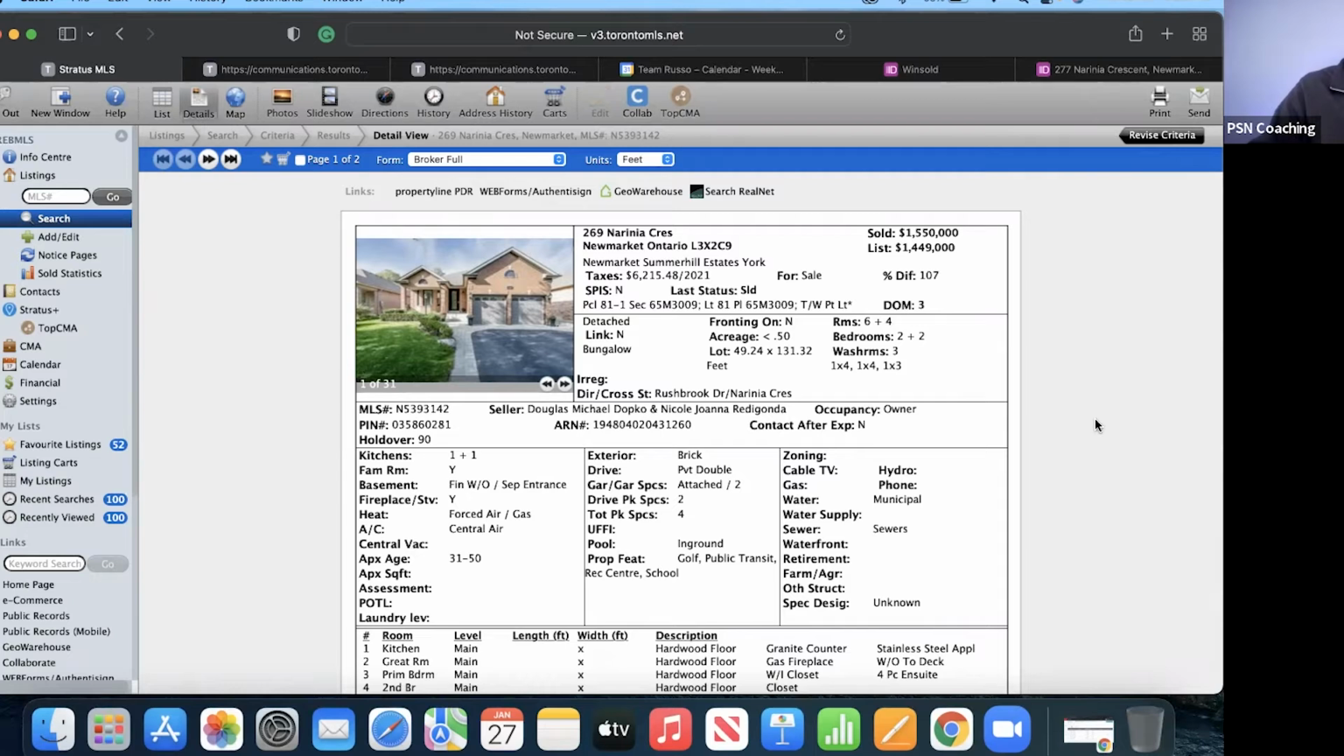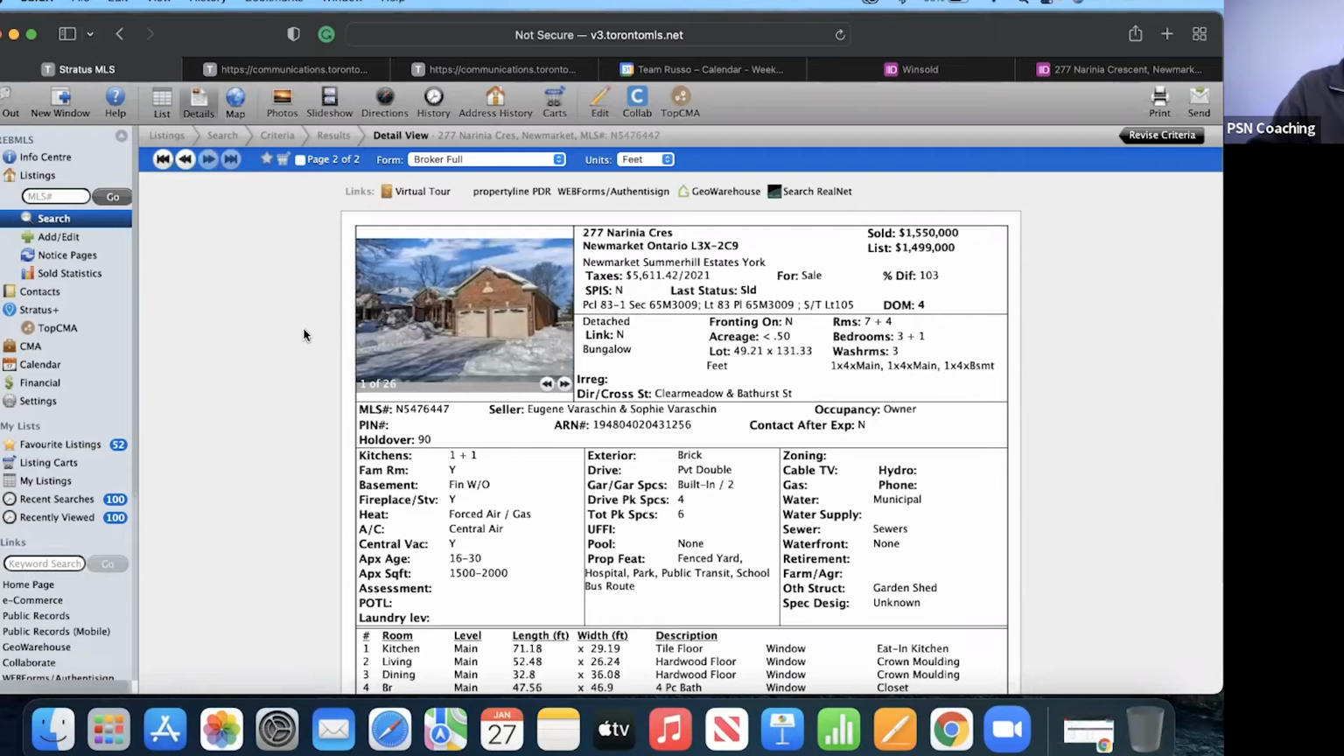Does anybody have any questions about how I came up with that valuation? Would anybody have done something differently, or would they have considered something differently? Like, would you guys have priced it at 1.499?